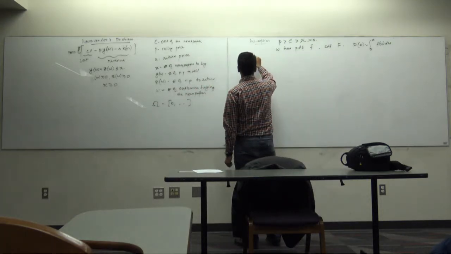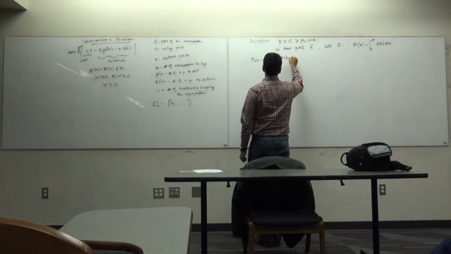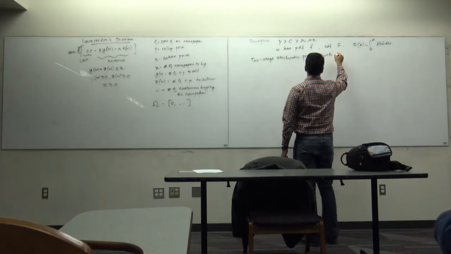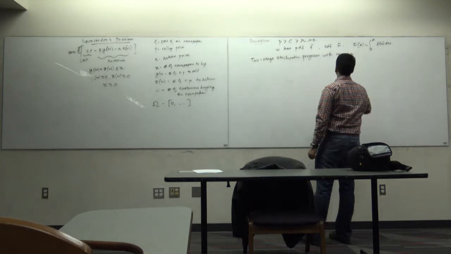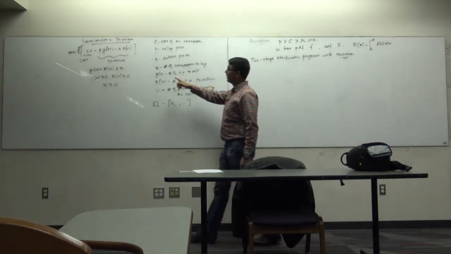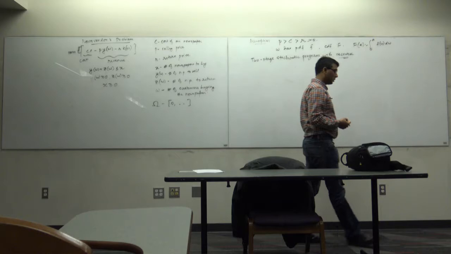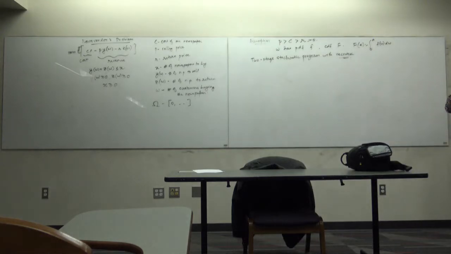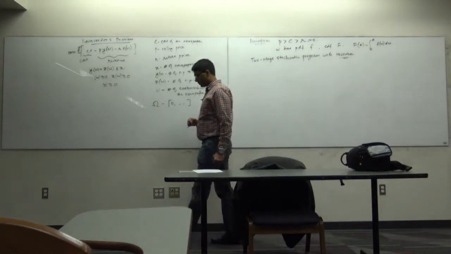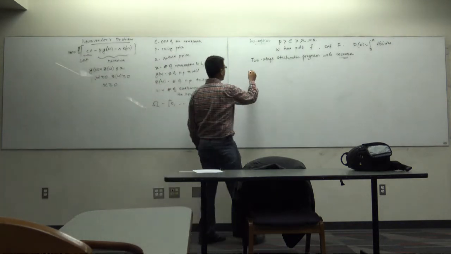So this is a two-stage stochastic program with recourse. The reason for this word recourse is that at the second stage, we still have some decision variables that we need to choose. So there is a way to correct any mistakes we might have made in the past. So this is a two-stage stochastic programming with recourse. We'll apply dynamic programming.